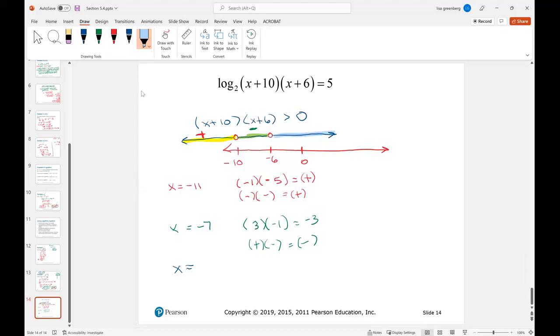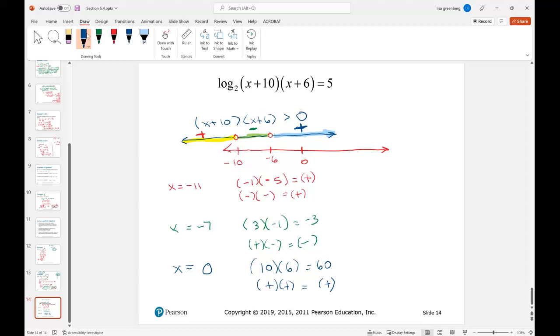And then lastly, I'll plug in something on my last interval, because those zeros broke up the number line. And when I do the next thing, you'll understand why it breaks it like that. So here I have x equals, well, I just need anything bigger than -6, right? And the easiest one's going to be 0. So when it's 0, I get 10 times 6, which is 60, which is positive, or a positive times a positive, which is a positive, which means here it's also positive.